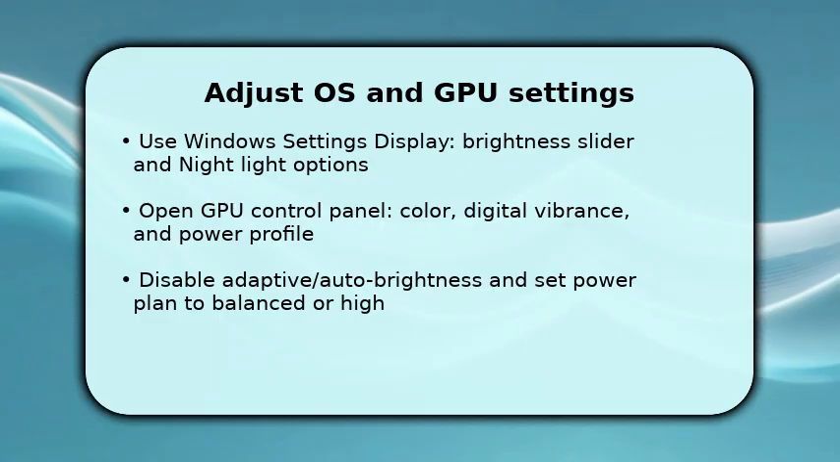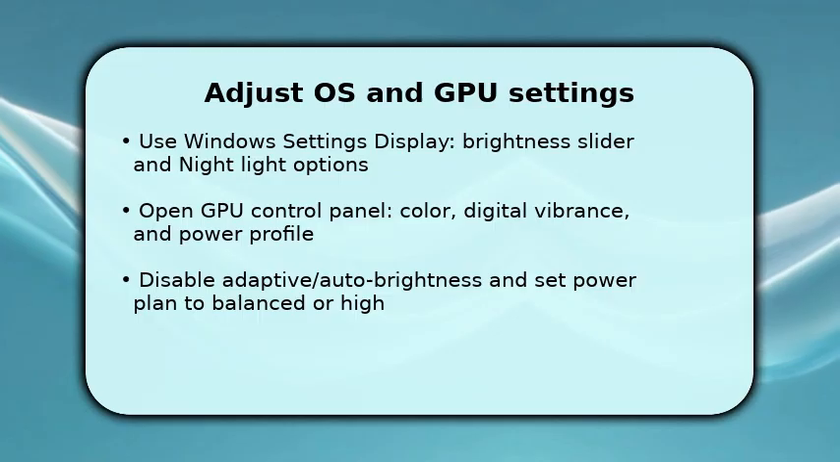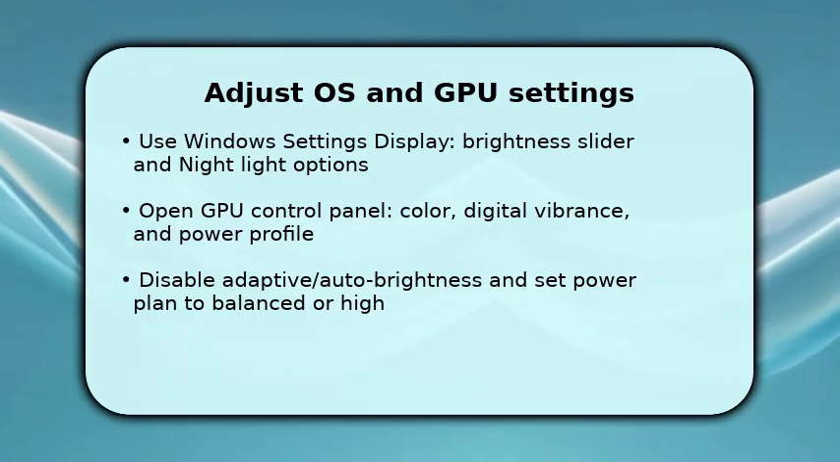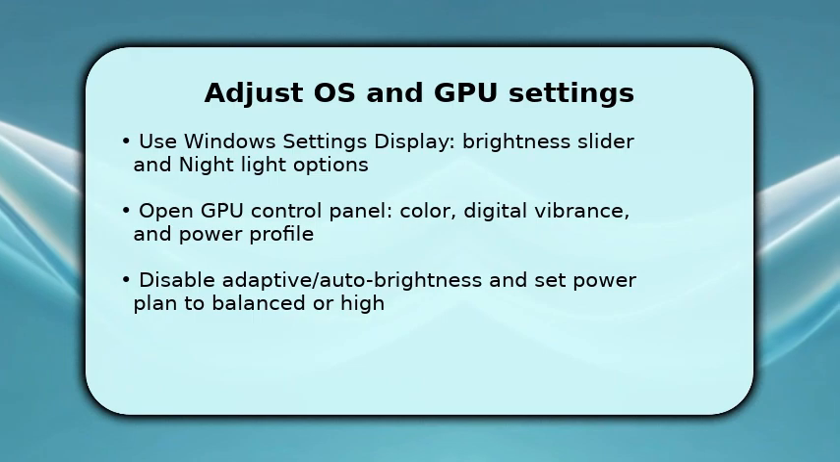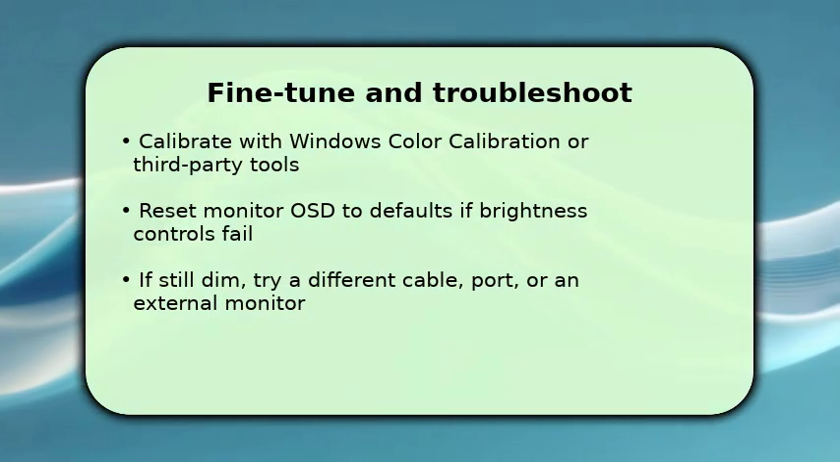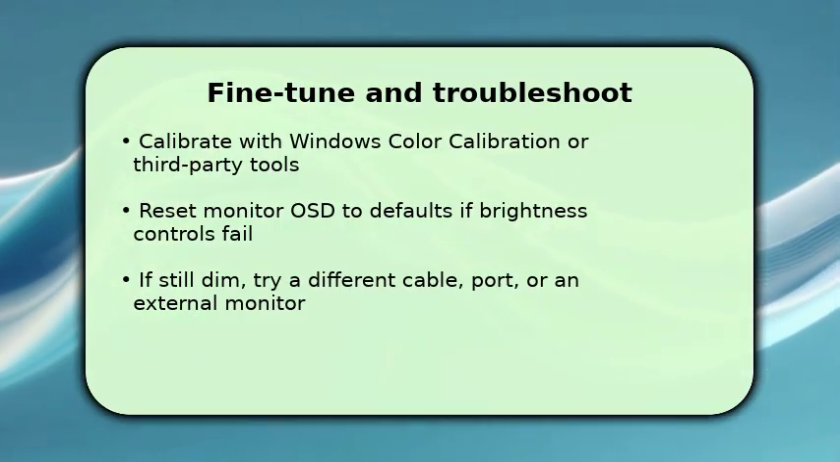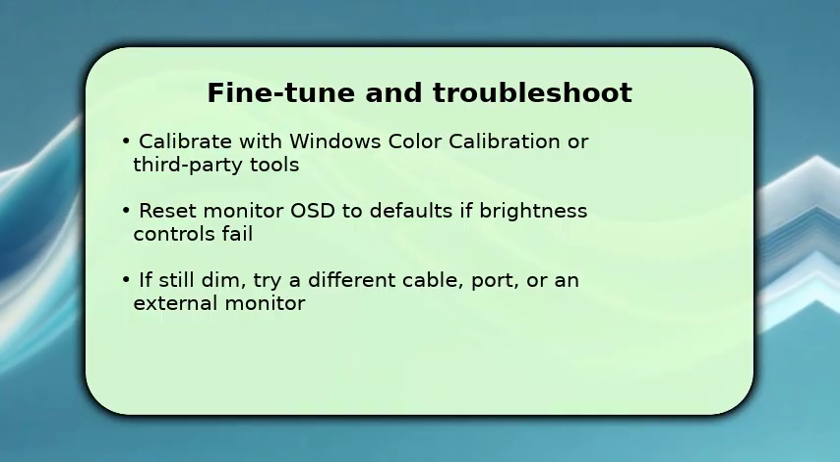Once you've matched OS and GPU settings, test with a bright image and iterate until color and luminance look right. Finish by calibrating and verifying results so your display stays bright and accurate. Run Windows Color Calibration or a third-party tool to adjust gamma and white point. This locks in perceived brightness.